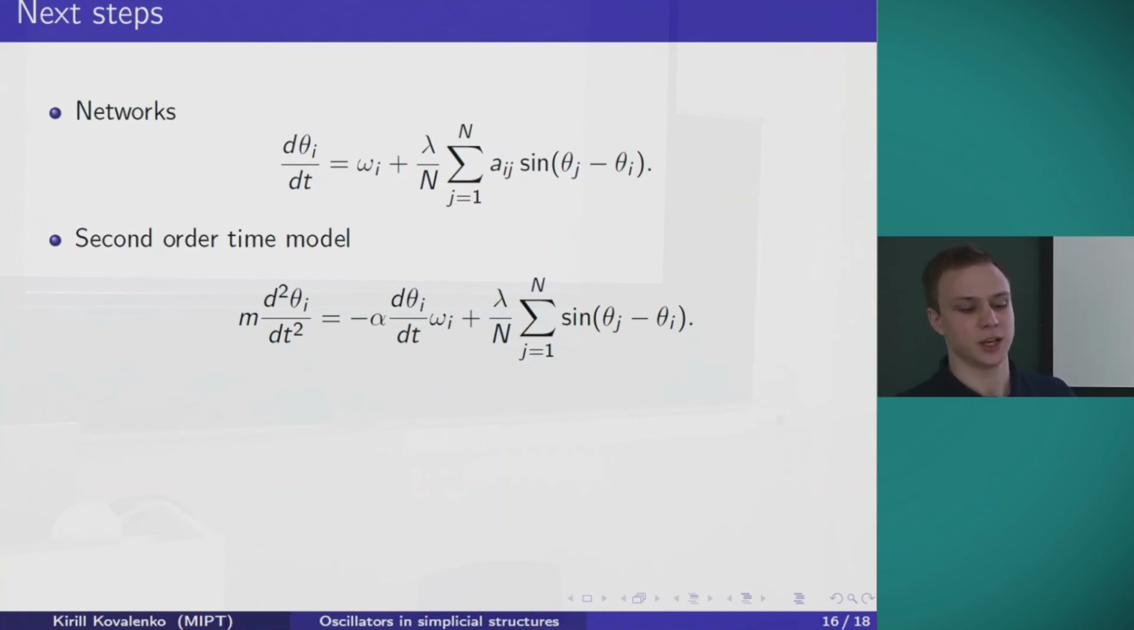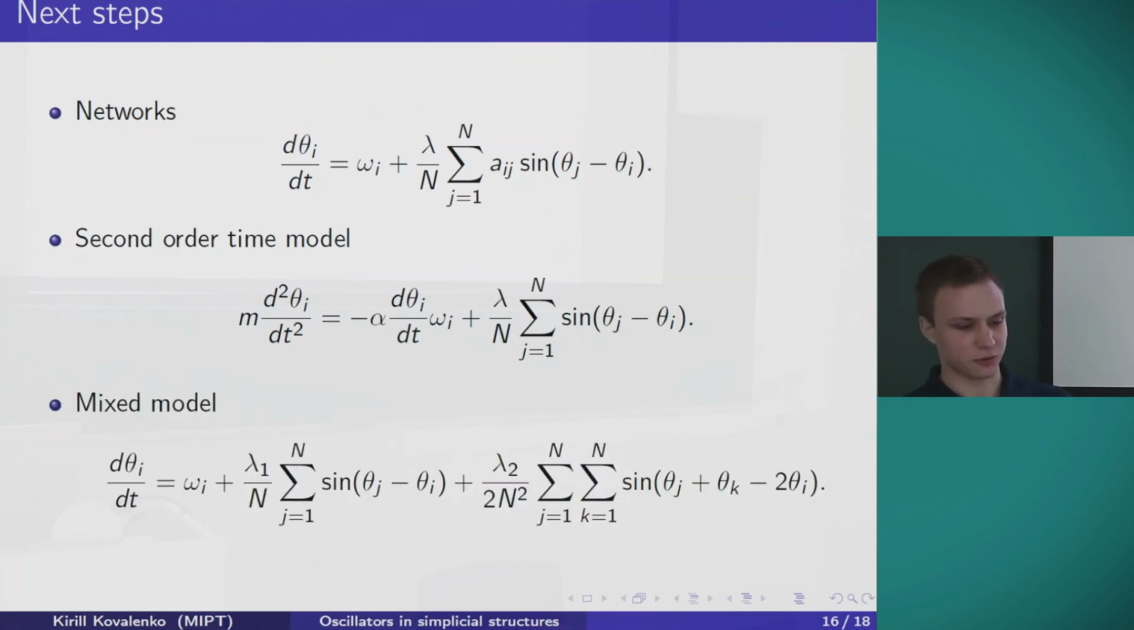Another direction of research is to consider not only the first derivative in time, but the second derivative in time also, inertia. In this case, it's also interesting, and even for the usual Kuramoto model, it has really different properties from the original Kuramoto model. So it can also be really applicable. It can be applied in the case of power grid systems, where we also have a second derivative of time dependence. And the last very natural step is considering a mixed model where we have both pairwise interactions and three-body interactions.